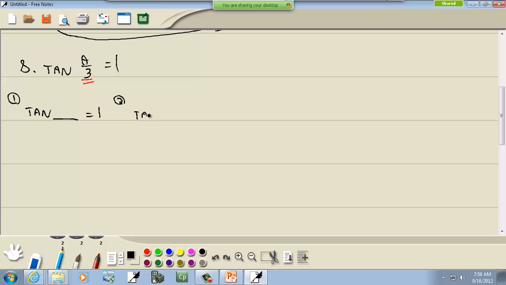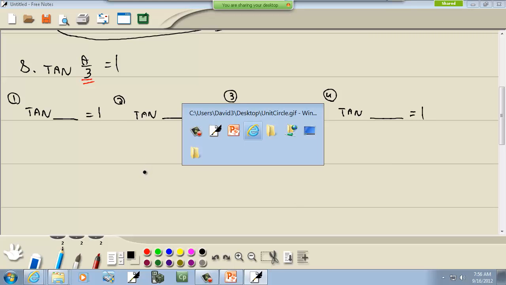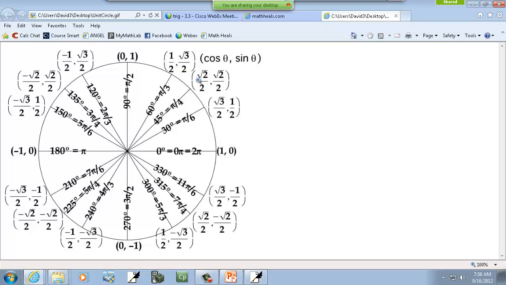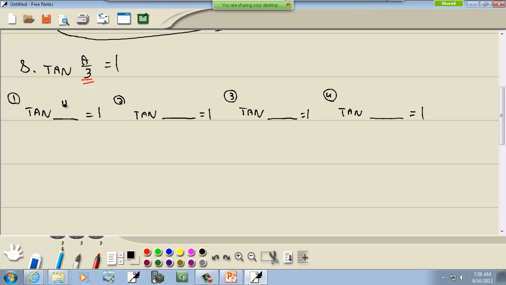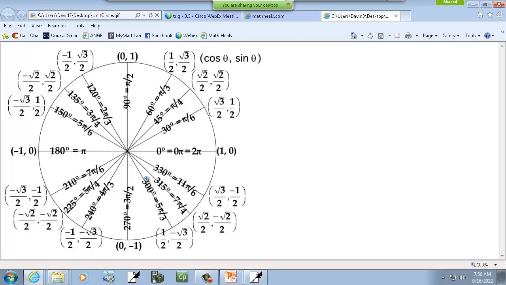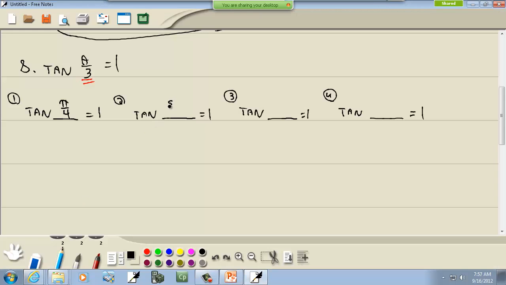And where tangent is equal to 1. That should be enough to see a pattern, I'd think. Okay. Well, tangent's y over x, and where it's equal to positive 1 is where the x and y are the same, which is pi over 4. It's also down here, because these are both the same, so it's 5 pi over 4.